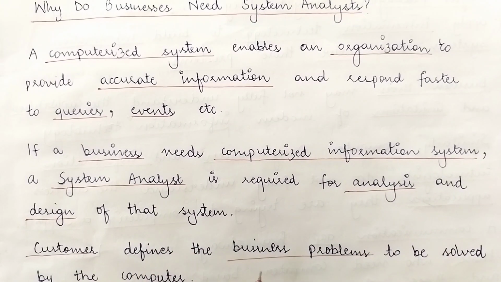The customers define the business problems to be solved by the computer. Basically, we switch from a manual system to a computerized system, or from one computerized system to another, because the previous system was not able to solve certain problems. What are those problems because of which we want a new system in place? It is the customer who defines those problems, which are known as business problems, because they are related to that particular business, that particular organization. The customer says these are the problems due to which I want a new system in place, and these problems need to be solved by the computer. I want a computerized system so that these problems can be solved. So the customer defines the business problems that he wants to be solved by the computer.